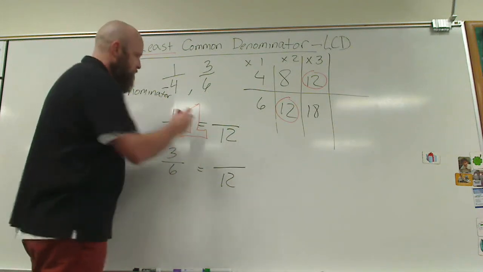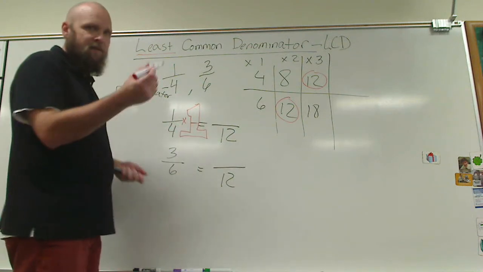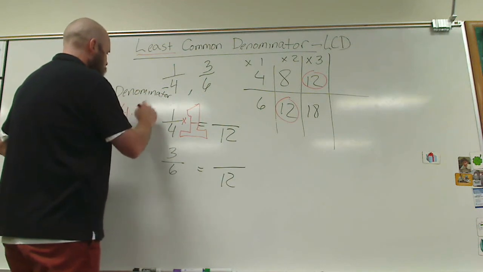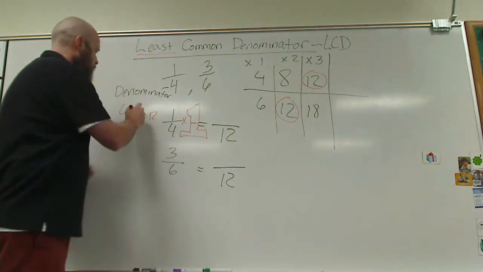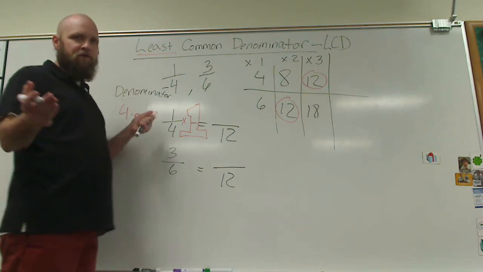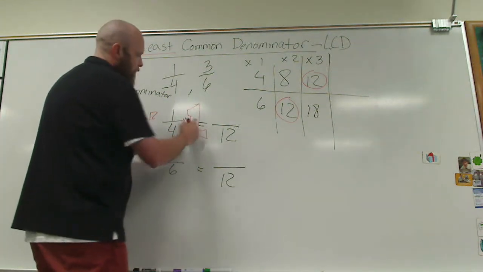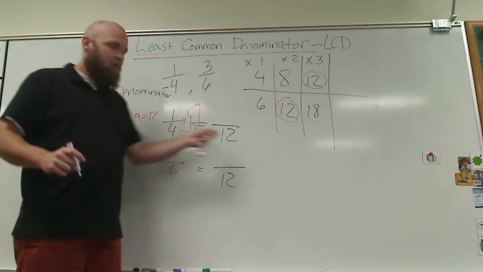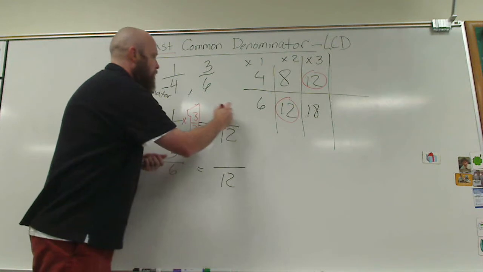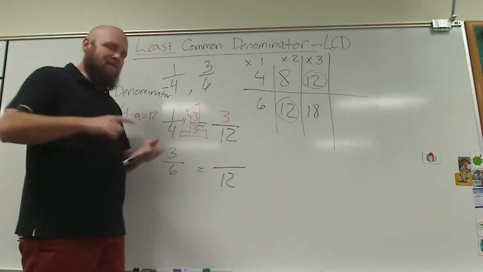So then I have to ask myself, 4 times what equals 12? So basically we're using the algebraic expression 4 times a equals 12, and we have to figure out what a equals. Well, because we know our multiplication tables, 4 times 3 equals 12. So I have to multiply 4 by 3 to get 12, which means I need to multiply 1 by 3 to get 3. And notice, 1/4 and 3/12, exactly the same.